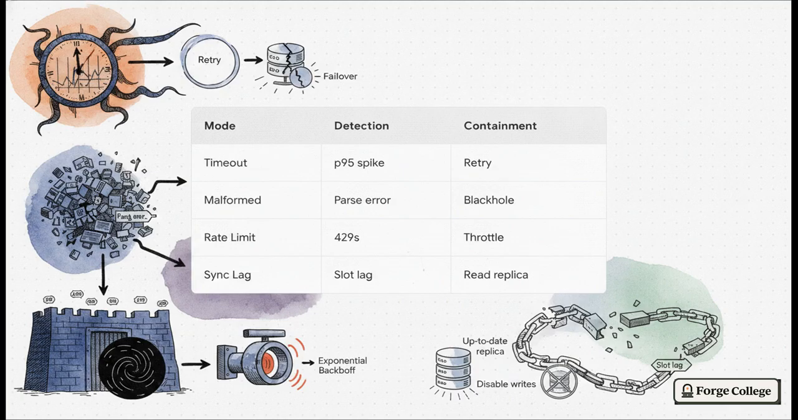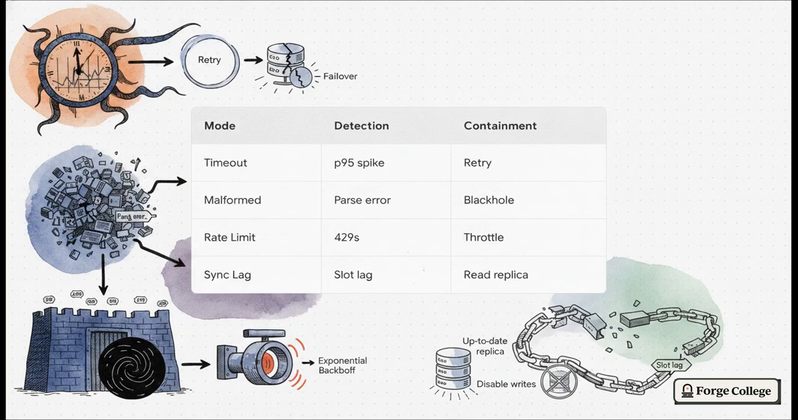First monster, timeouts. The signal is a spike in P95 latency. Your action: enable your retry window and fail over to a lower latency node. Second monster, malformed responses. The signal is parsing errors. Action: black hole the offending endpoint and route to a verified replica.